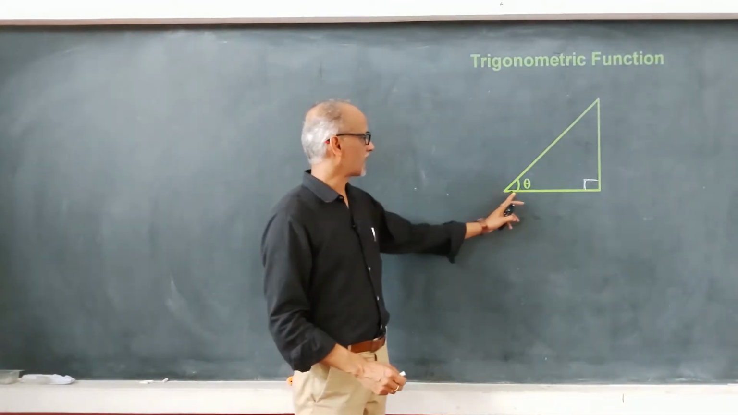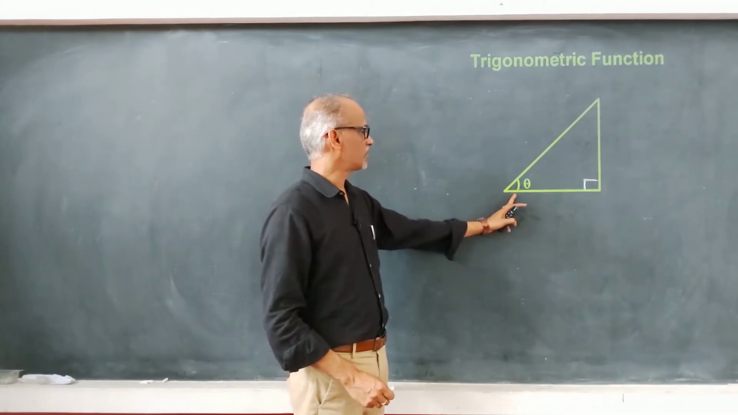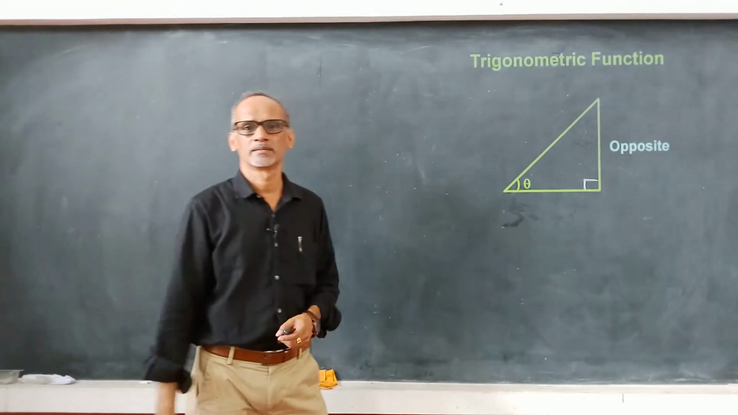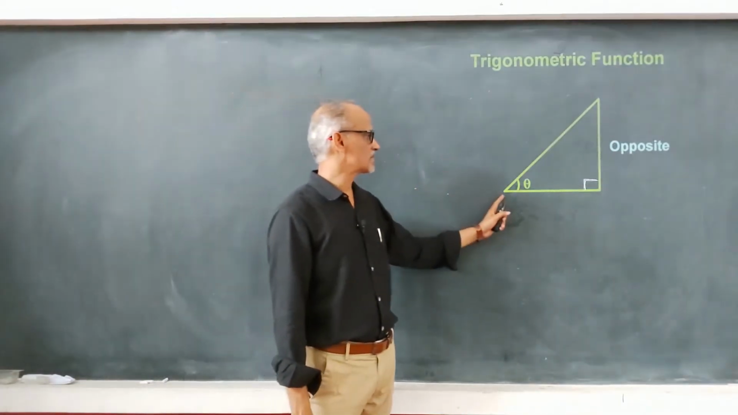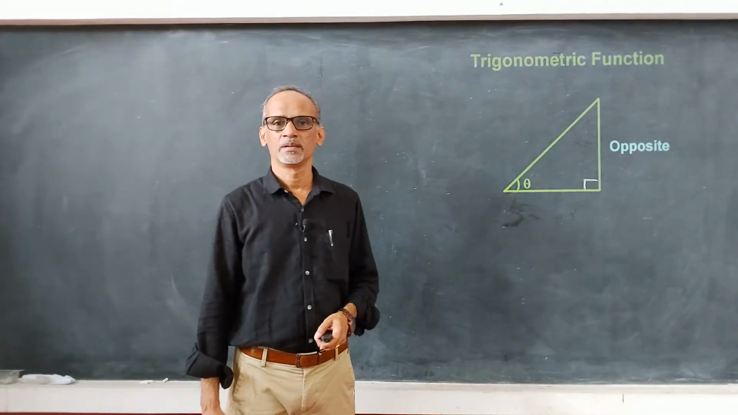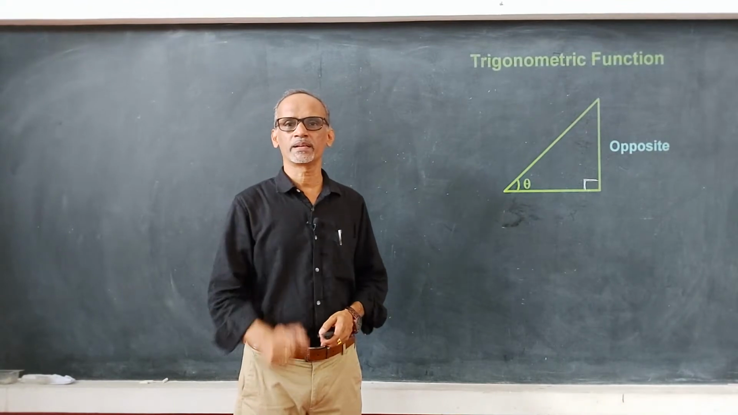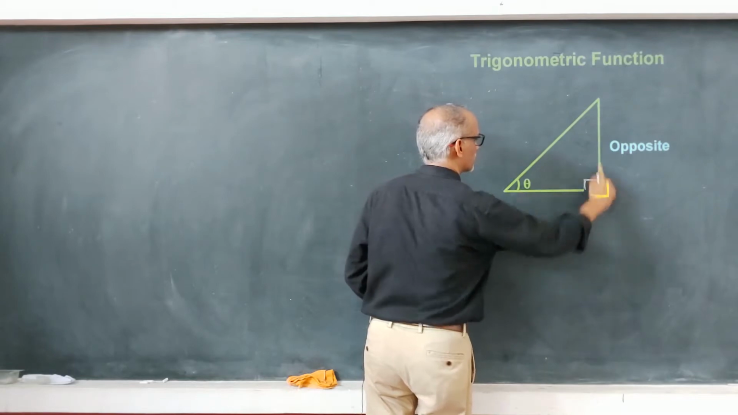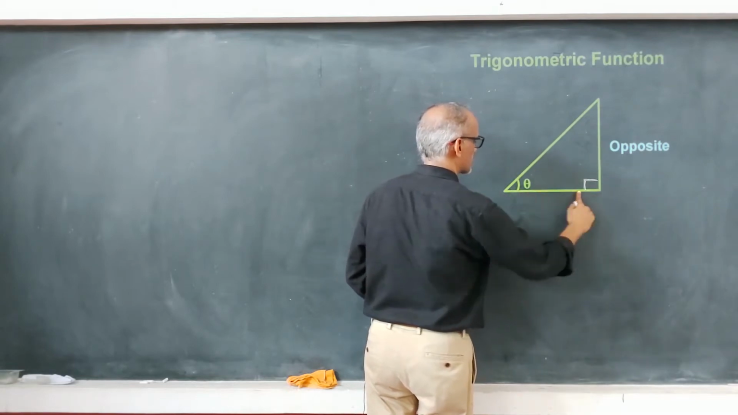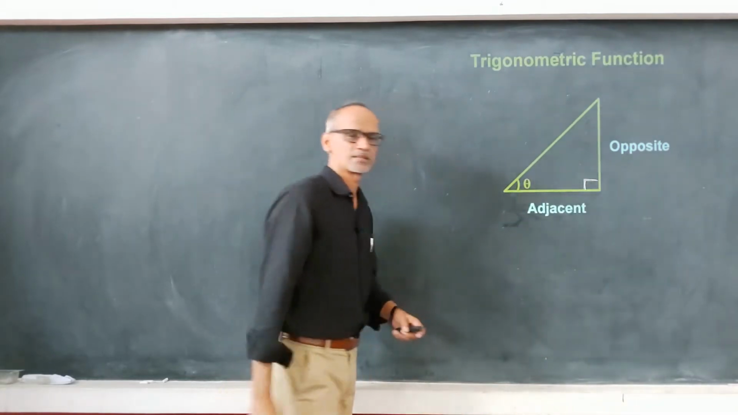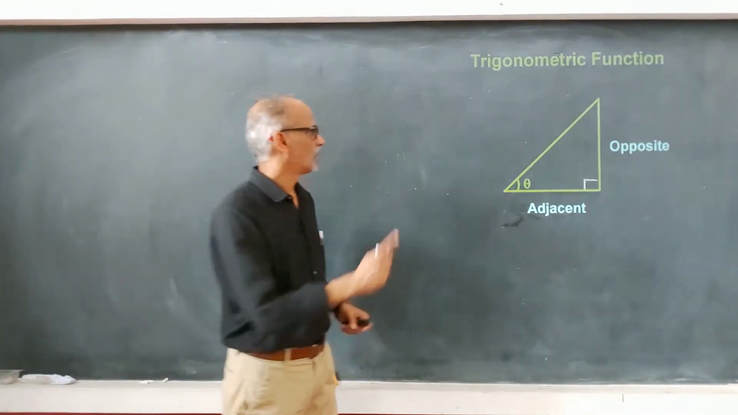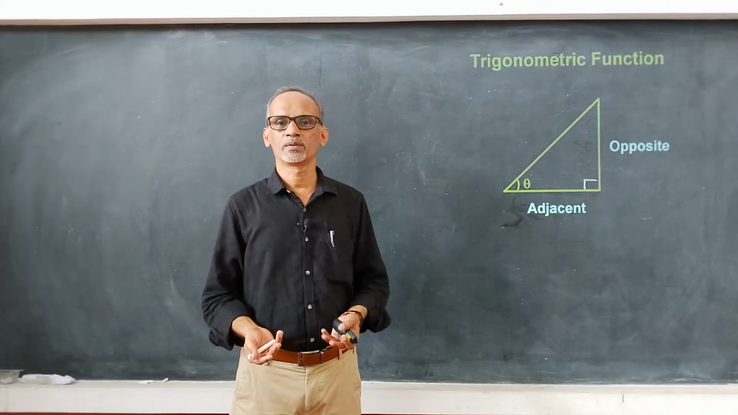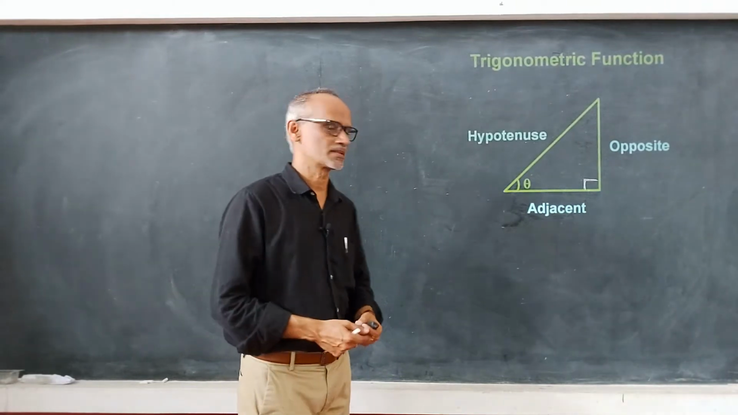Now once you know where the angle is, the side opposite to that angle is this one, and that side is called the opposite side. Then there is one side which is perpendicular to the opposite side. This is the one, correct? This particular side is called the adjacent side. So opposite and adjacent are always perpendicular to each other. Now we are left with only one side, which is called the hypotenuse.